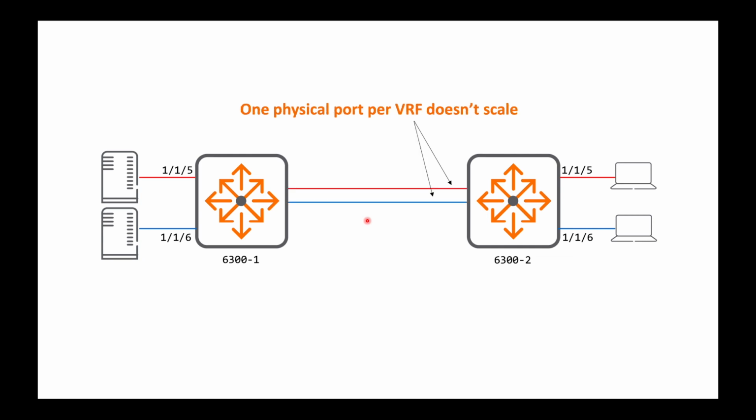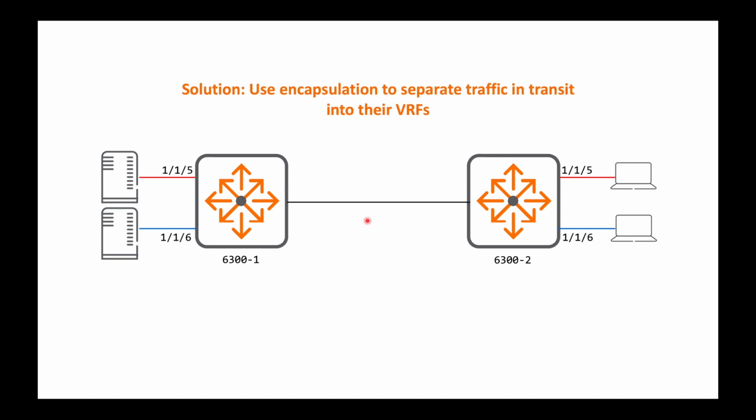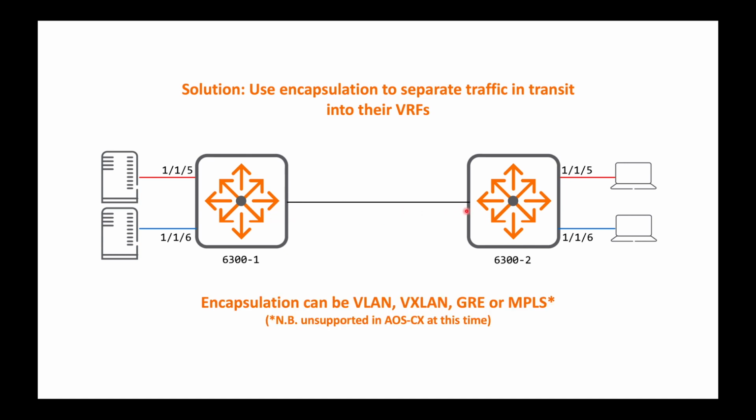So you might say, okay, let's add 2 links in between our devices. But of course, then that doesn't scale. It's not a viable solution to have a single physical port on a device dedicated to a VRF in most cases. So what do we do? The solution is that we need to use some form of encapsulation to separate the traffic in transit into their VRFs as they move across this link. And the encapsulation can be of various types. As long as the feature can be VRF aware, then we can use it.